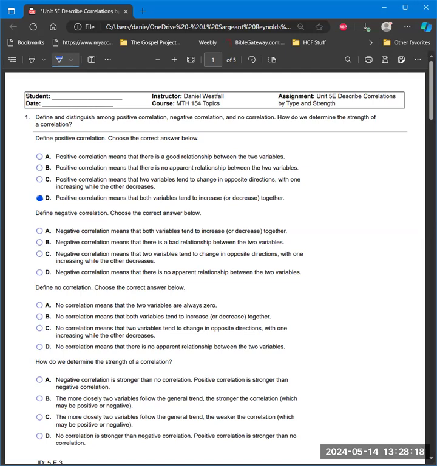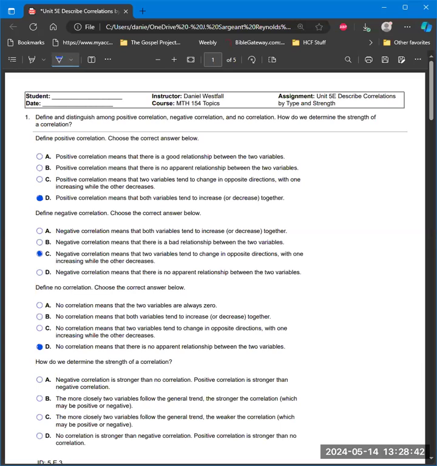Define negative correlation. Negative correlation means that the two variables tend to change in opposite directions, with one increasing while the other decreases. Let's define no correlation. No correlation means that there's no apparent relationship between the two variables.